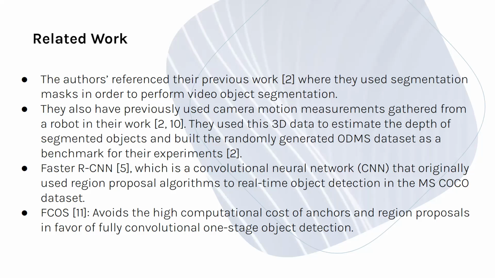Faster R-CNN is a convolutional neural network that originally used region proposal algorithms for real-time object detection in the MS-COCO dataset. Another piece of related work is FCOS, which stands for Fully Convolutional One-Stage Object Detection. It avoids the high computational cost of anchors in region proposals in favor of fully convolutional one-stage object detection.